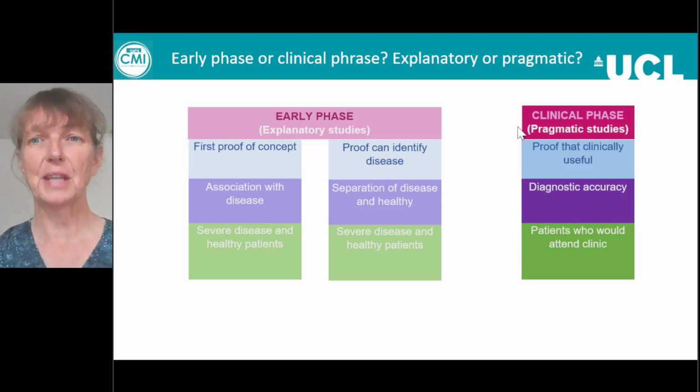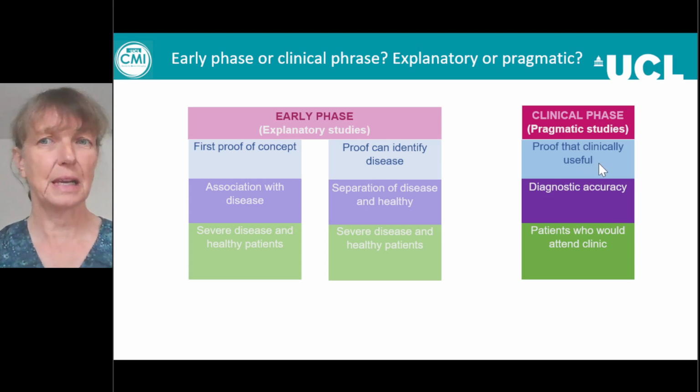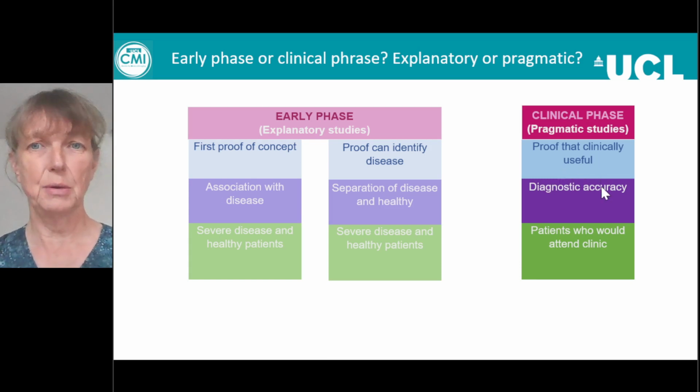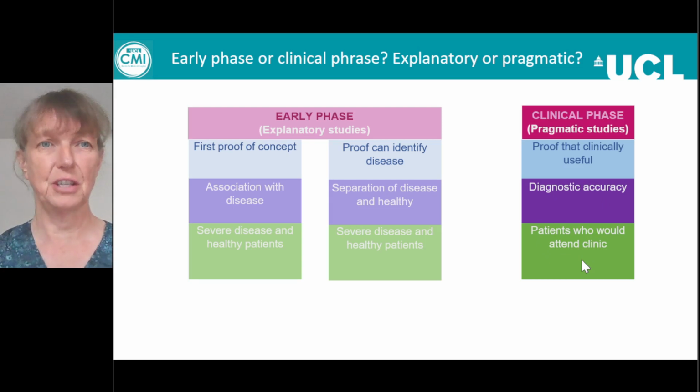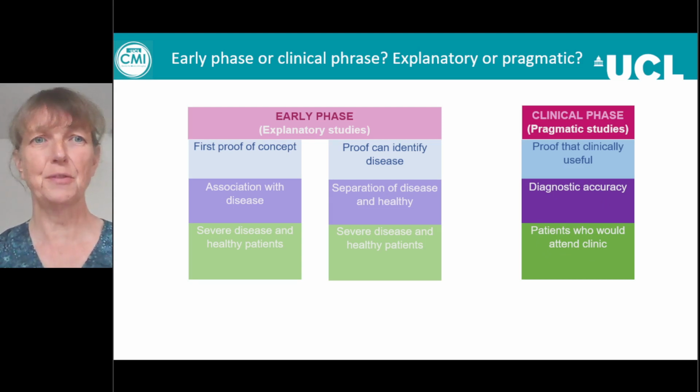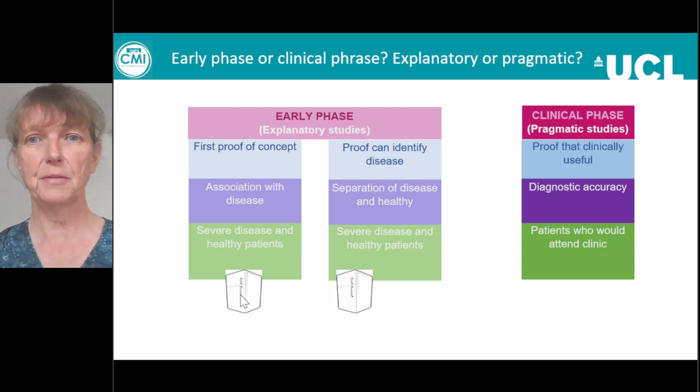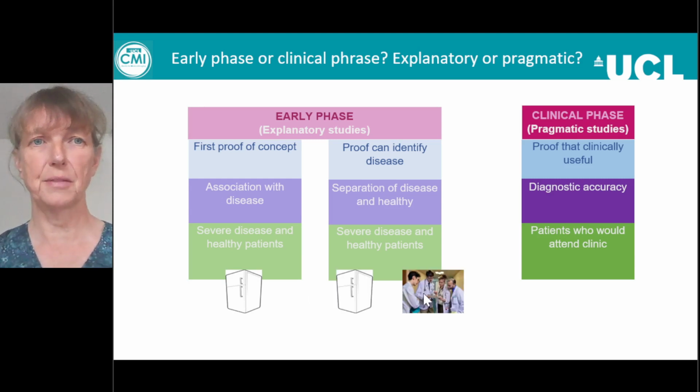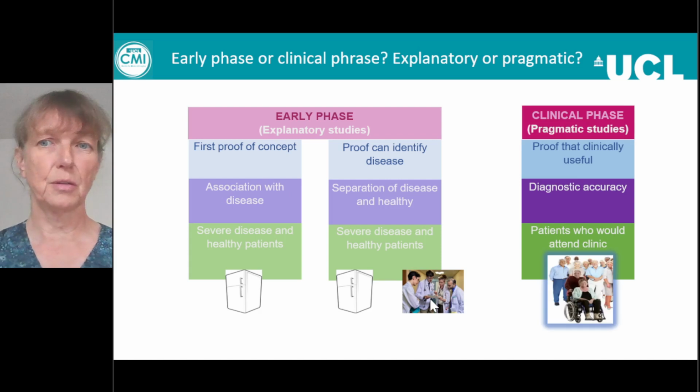But when we get onto that clinical phase, the question we're asking is, we want proof that it's clinically useful, and then we want to get diagnostic accuracy, and then we want to have patients who would usually attend the clinic. Okay, so what we're seeing here is that different phases of studies have different types of patients included. So that one's freezer samples and healthy controls, and here's our real-life patients.